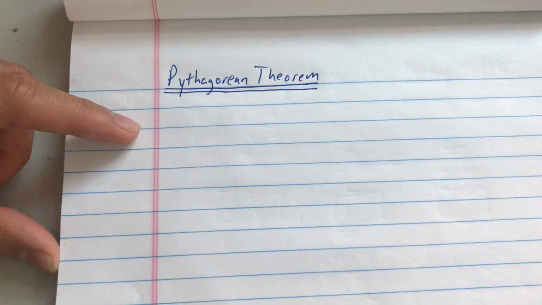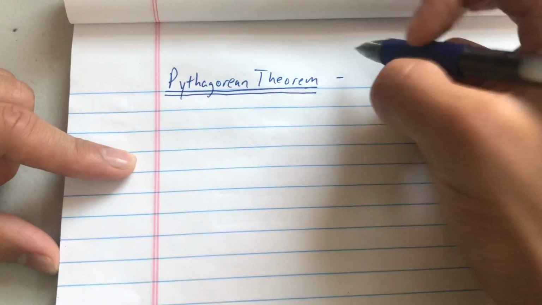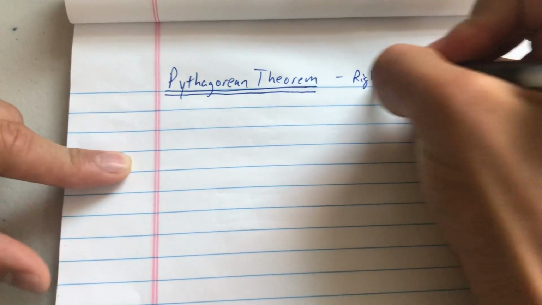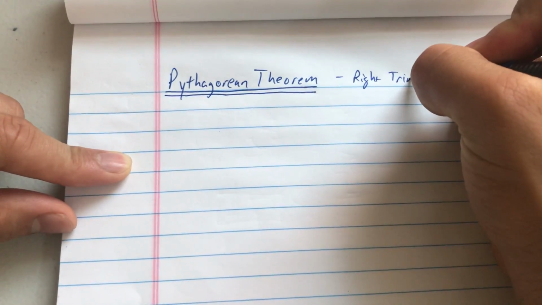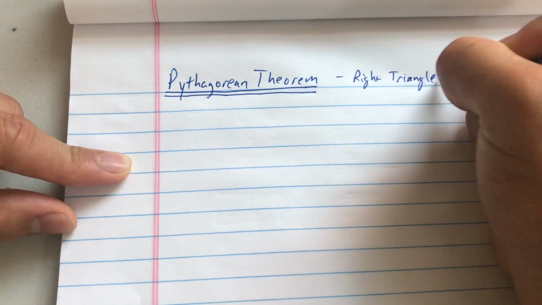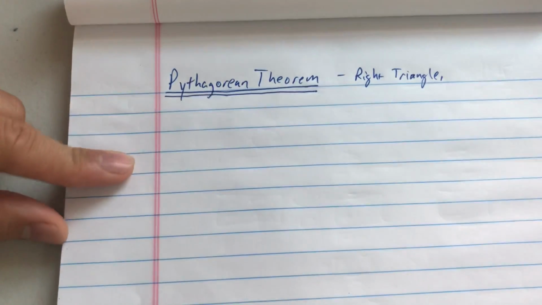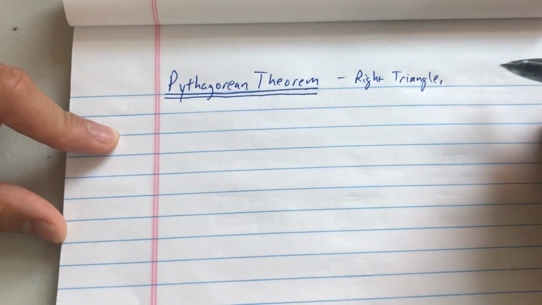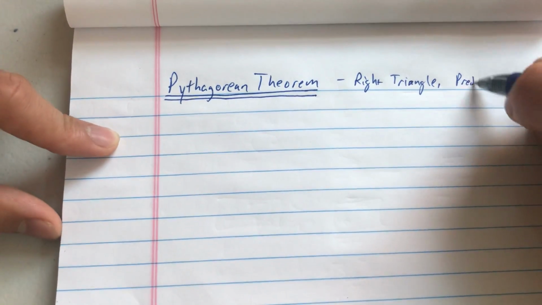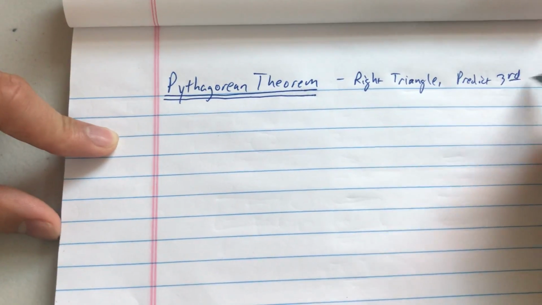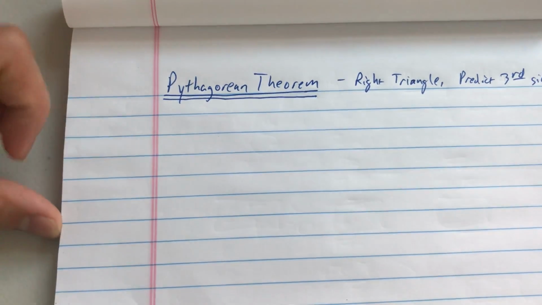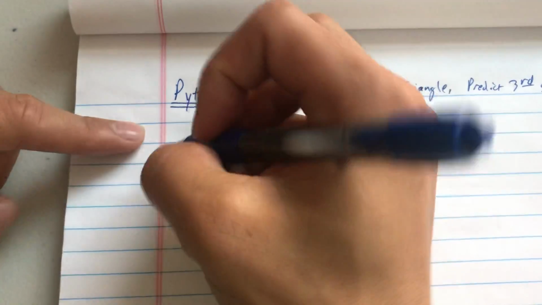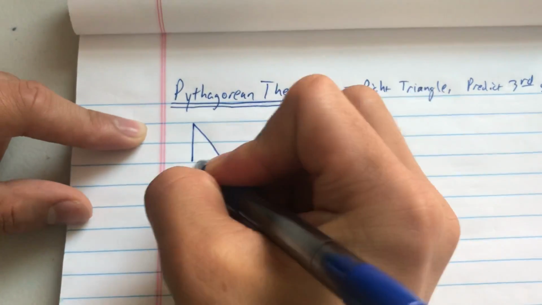So what is the Pythagorean theorem? It's basically saying that if you have a right triangle, right? If you have a right triangle and you have 2 of the 3 sides, you can always predict the third side, okay? So if you have a right triangle, and it's only applicable for the right triangle, you can predict the third side if given 2 other sides. And how is that possible? Well, imagine that you have a right triangle, right? Something like this.